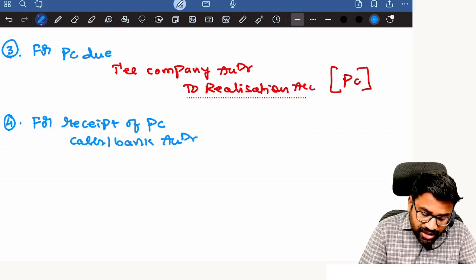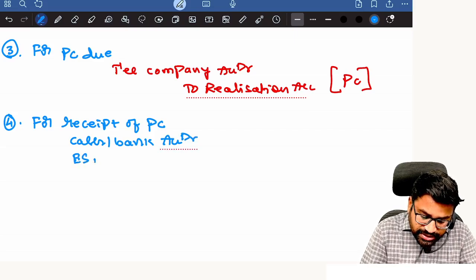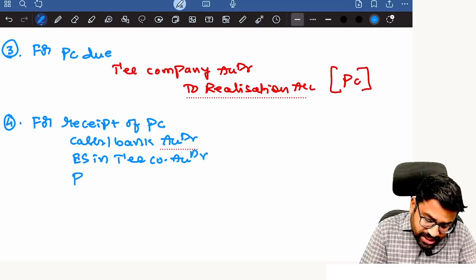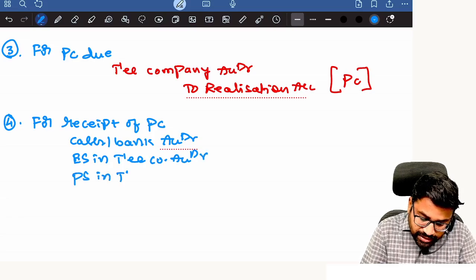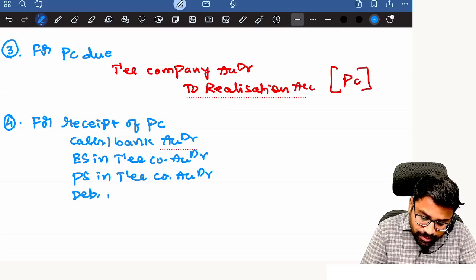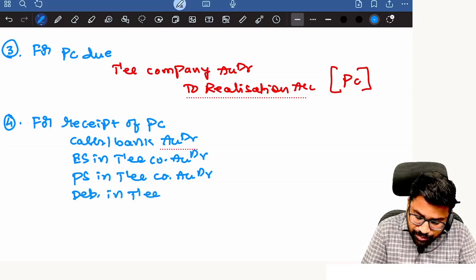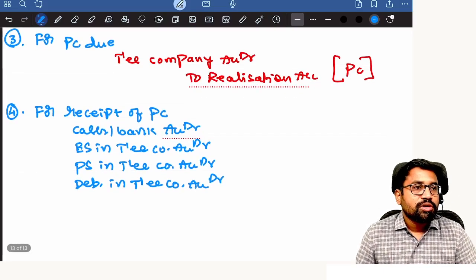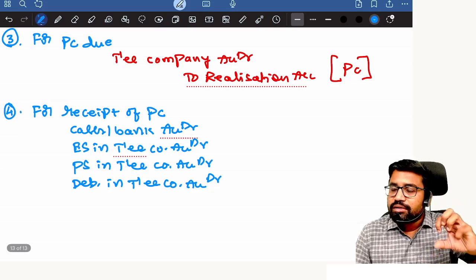We may receive equity shares: equity shares in transferee company account debit. Or we may receive preference shares in transferee company as PC: preference shares in transferee company account debit. Or we may receive debentures: debentures in transferee company account debit. Sir, whatever. Yesterday I told you, the form does not matter.